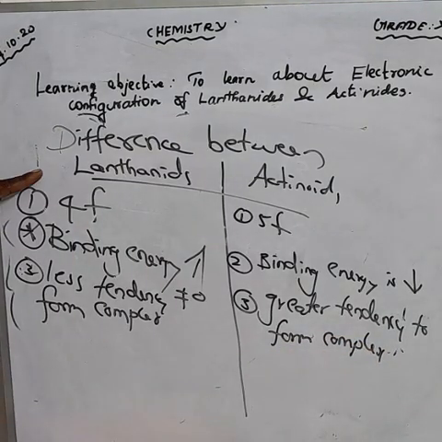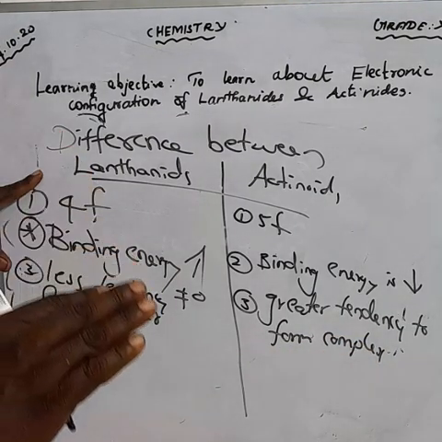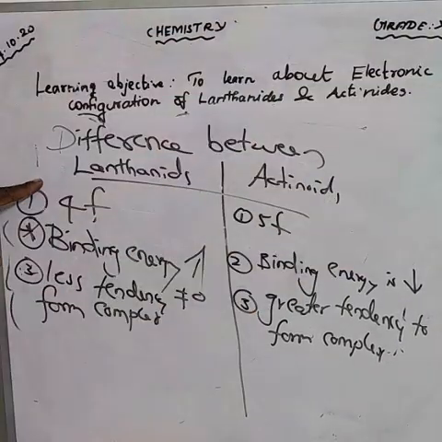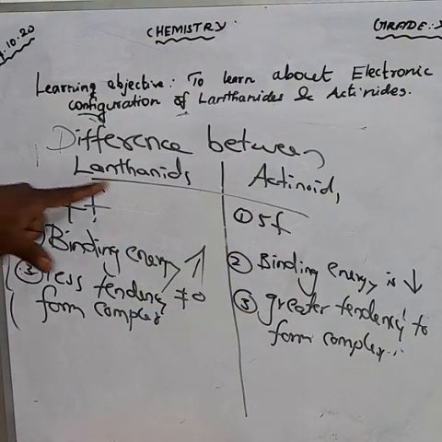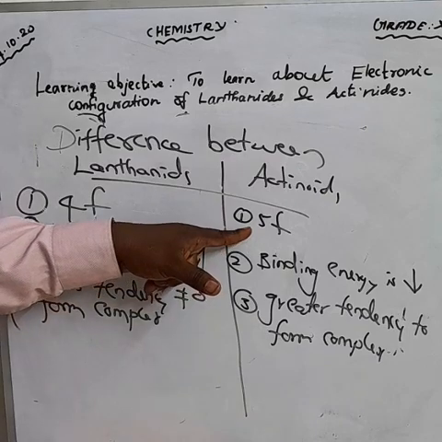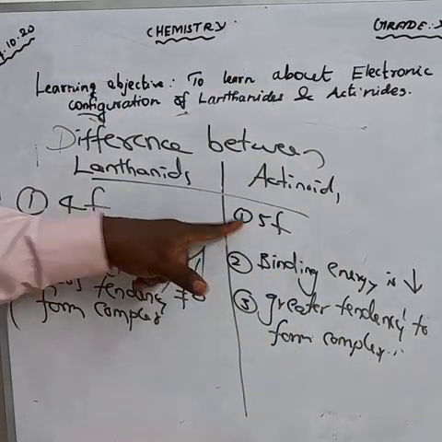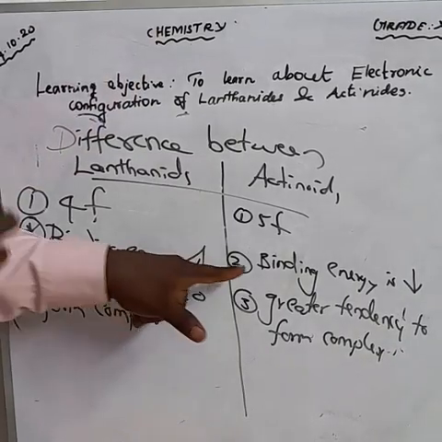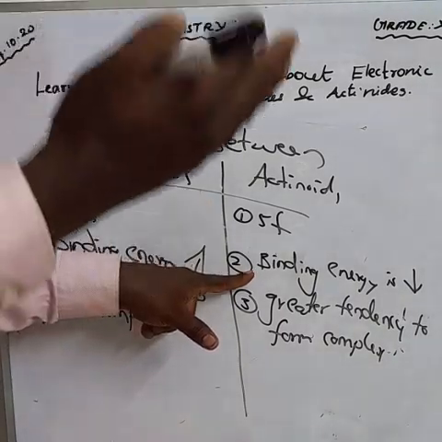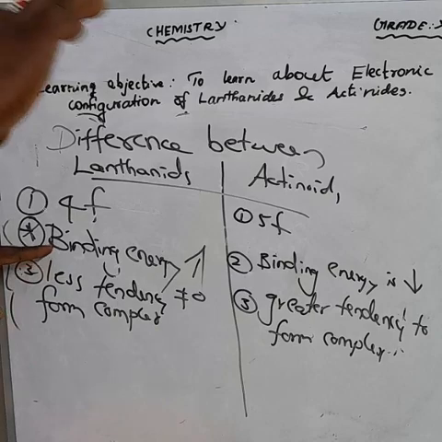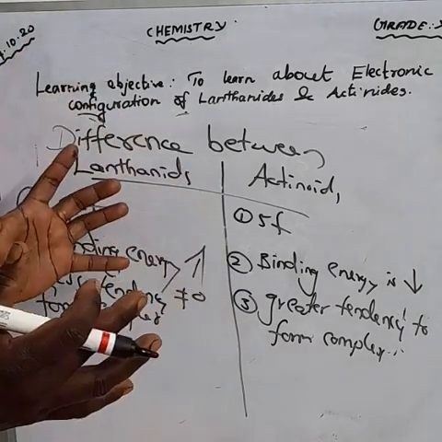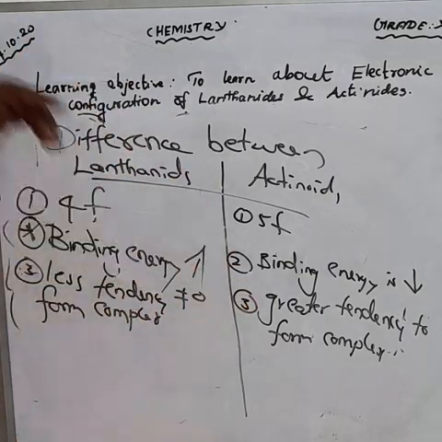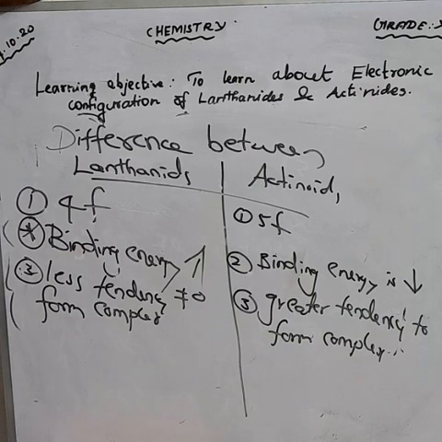What about the first point? Differentiating electrons enter the 4f orbitals, differentiating electrons enter the 5f orbitals. Binding energy of 4f orbitals is higher. Binding energy of 5f orbitals is lower. They show less tendency to form complex. They show greater tendency to form complex.